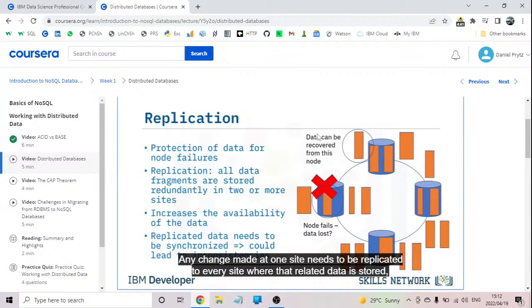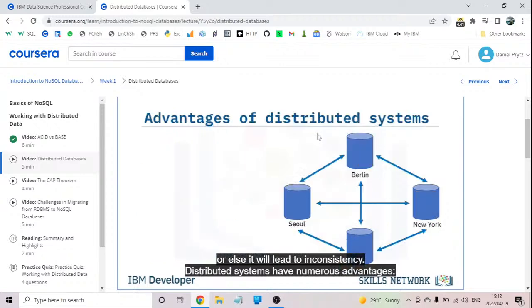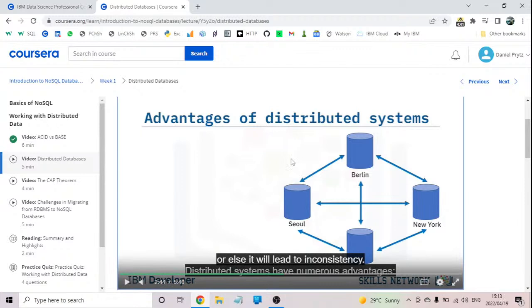Every site where the data is stored, replicated, every service has to be replicated. Okay, so advantages of distributed systems.